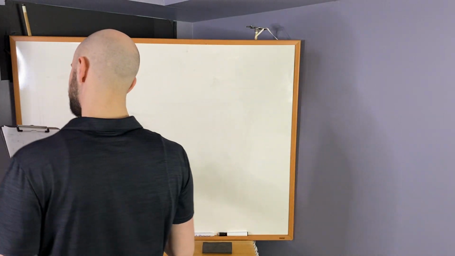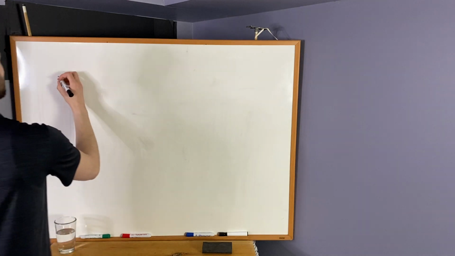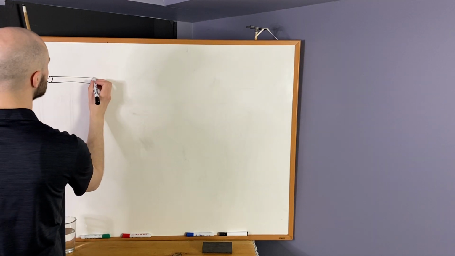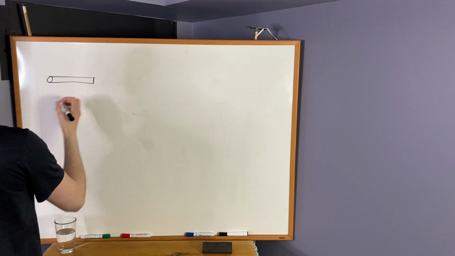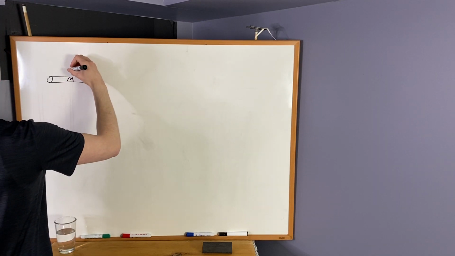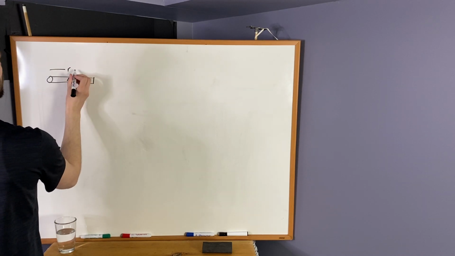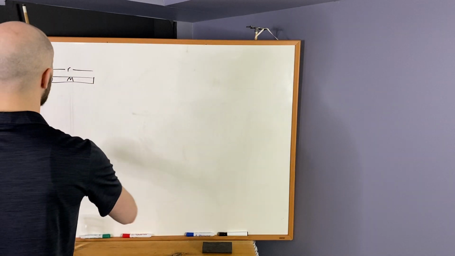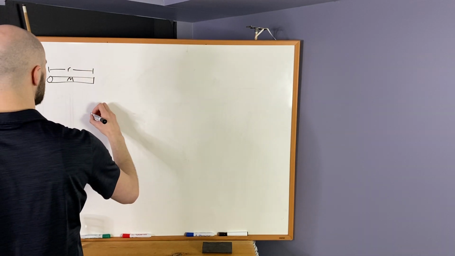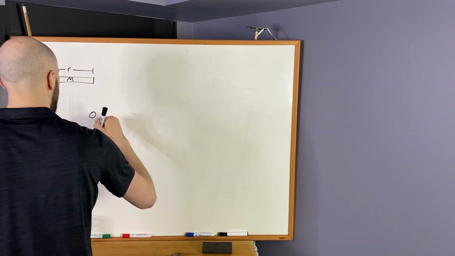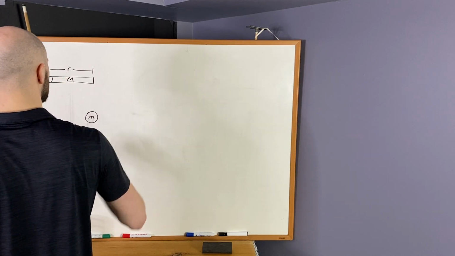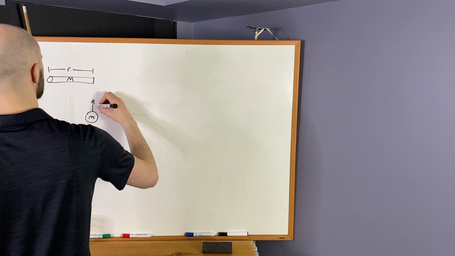Here's our situation. We have some kind of rod with a fixed axis. We're going to call the mass of the rod capital M, and the length of the rod we'll just call R. And then we're going to have some object, some ball, with mass of little m coming in at some speed v.